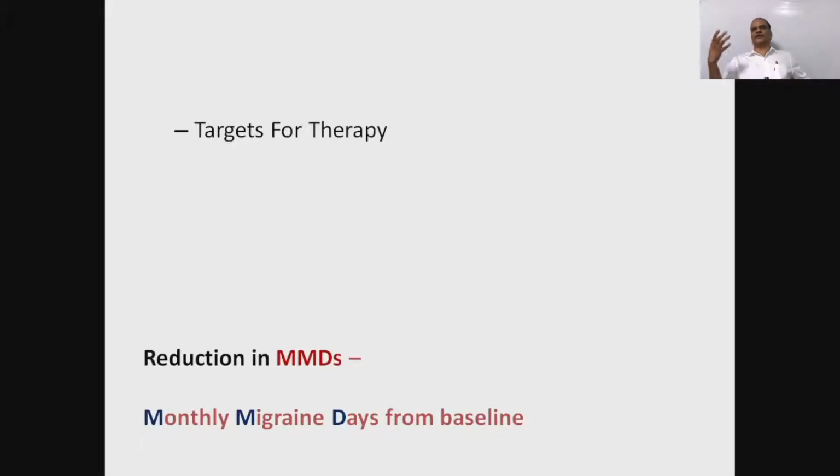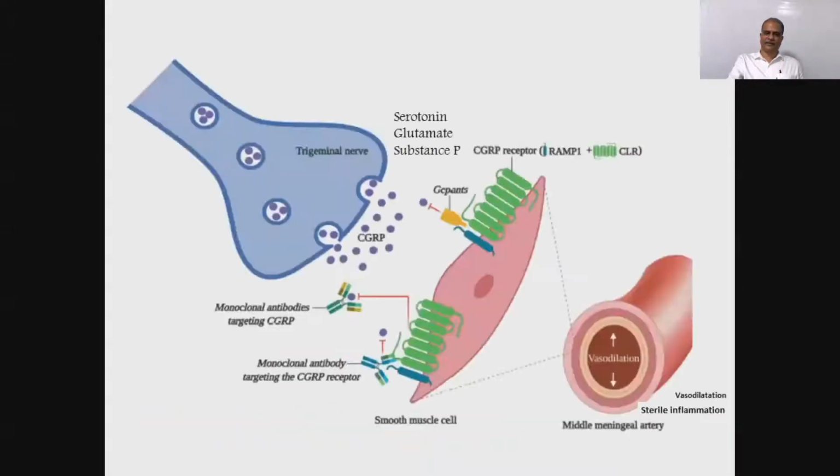Whenever you treat a patient, you need to have some measure. Suppose you have epilepsy, you count the number of seizures they are getting per month, or in stroke, you have the NIHSS scale. In headache, the measure is what we call MMDs, that is monthly migraine days from baseline. So how many MMDs are reduced if you give a certain drug or injection.